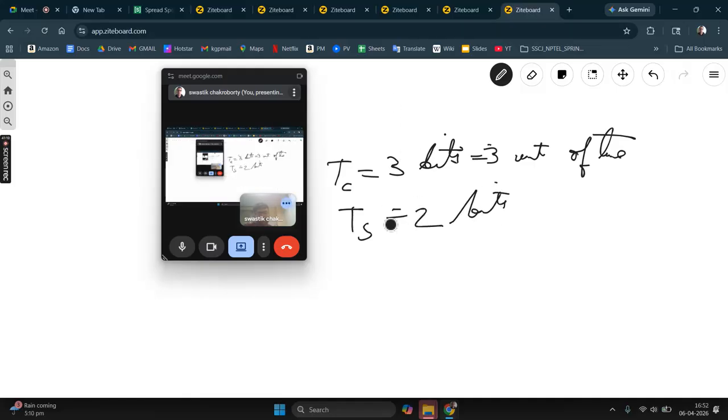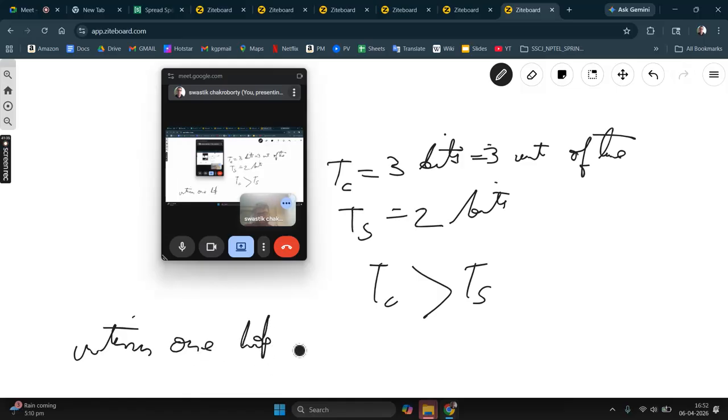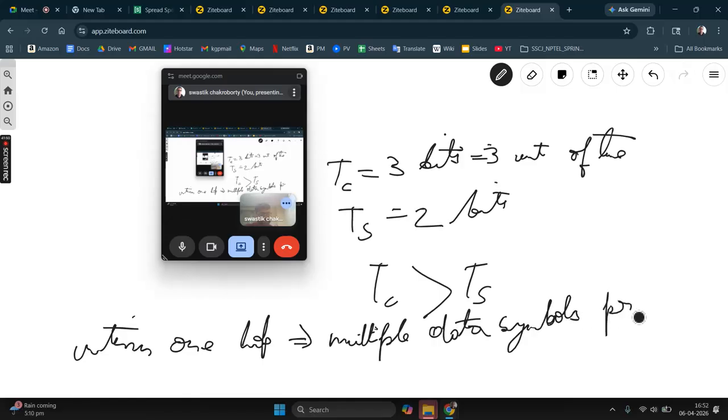So TC is greater than TS, which means within one hop, multiple symbols are there. Multiple data symbols are fitted. Here 1.5 data symbols are fitted in one hop. So it is more than one. So multiple data symbols are present, which makes it a slow FHSS.